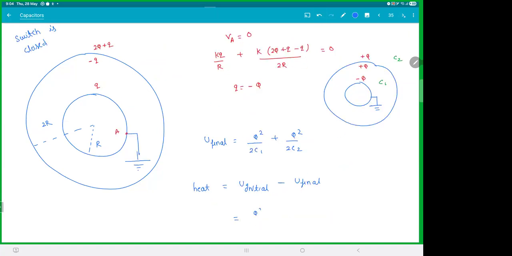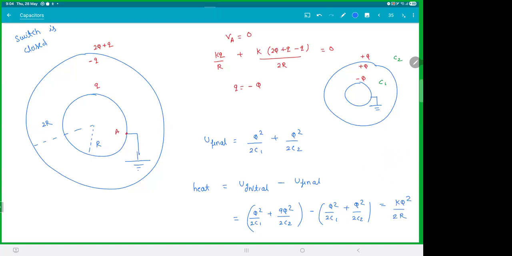So I'll write down Q square by 2C1 plus 9Q square by 2C2 minus Q square by 2C1 plus Q square by 2C2. Q square by 2C1 will cancel. That will be 9 minus 1, 8 by 2, 4. 4Q square by C2. But what is C2? C2 is 8 pi epsilon R. So 4 and 2 will cancel. You end up with KQ square by 2R.